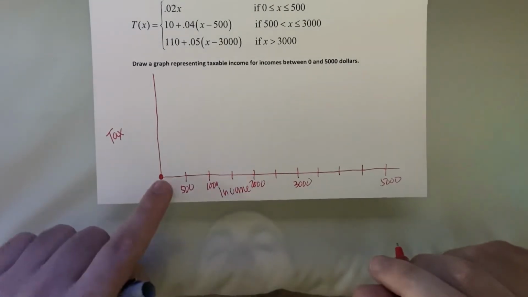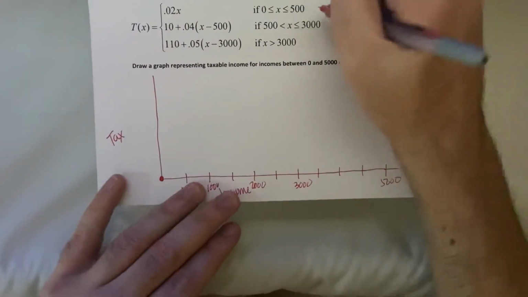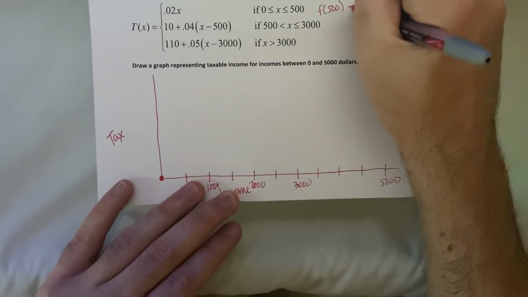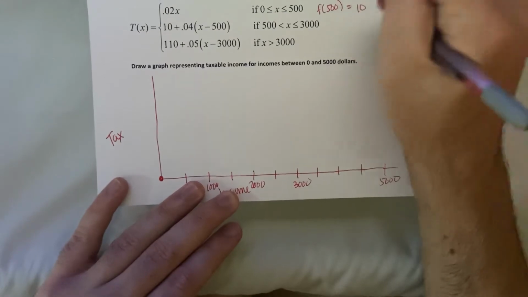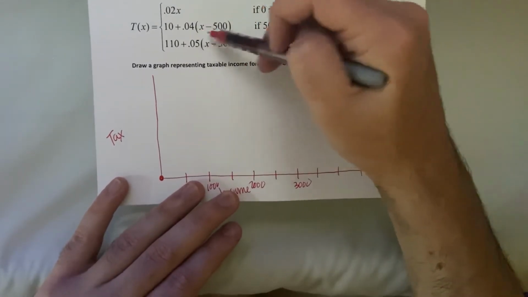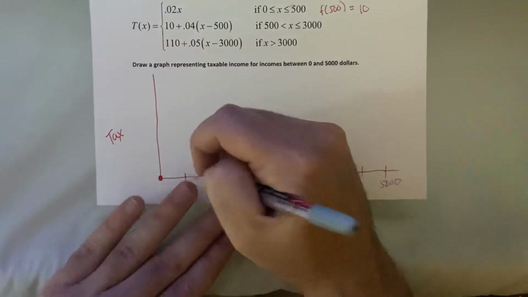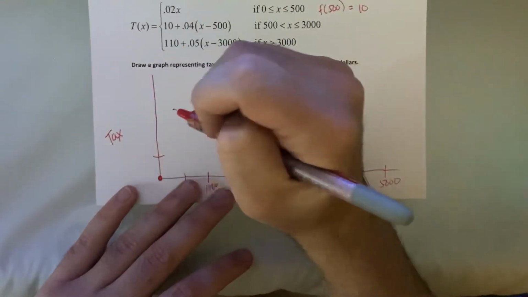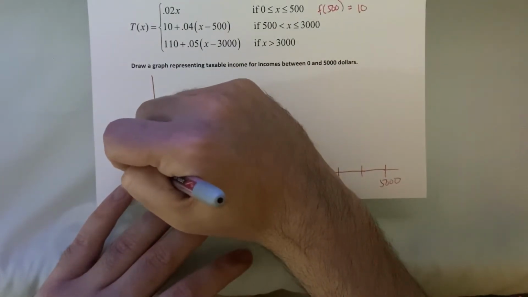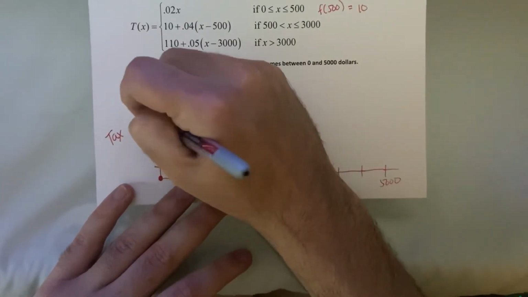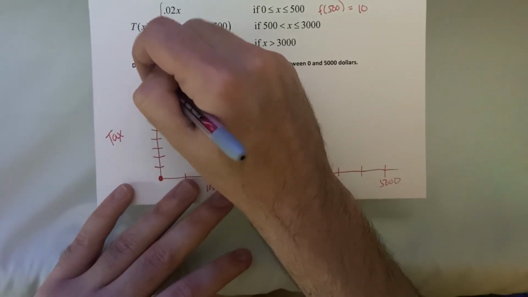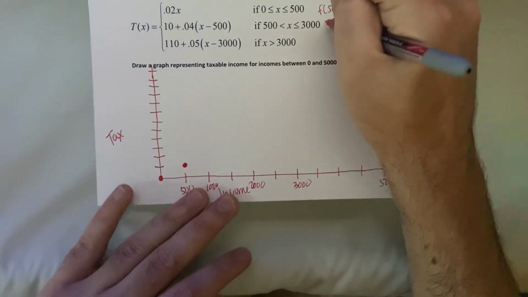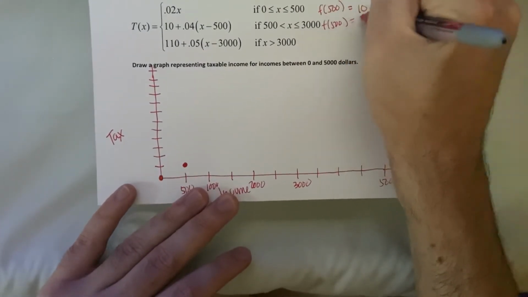Okay, so we have pay $0. So let's check our boundary points. Our first boundary point is at 500. 0.02 times 500 is 10. If we plug in 500 down here, this becomes 0, so it's also 10. So we have the point 500, 10. And actually, for income tax, this is for both of the 500s.